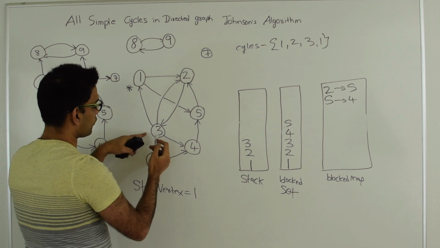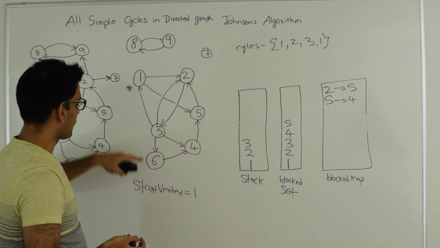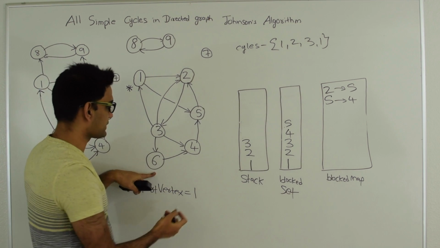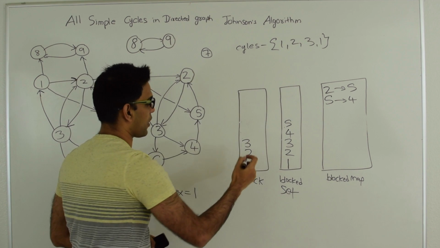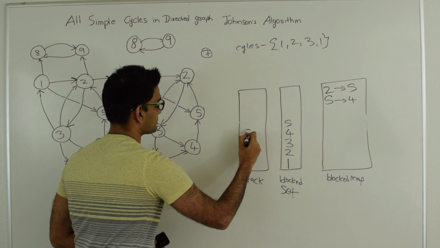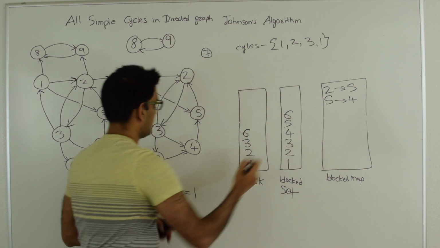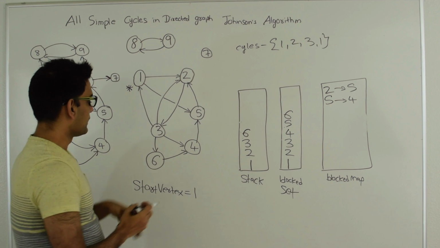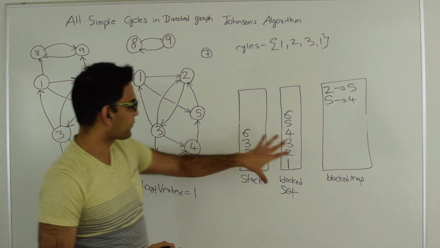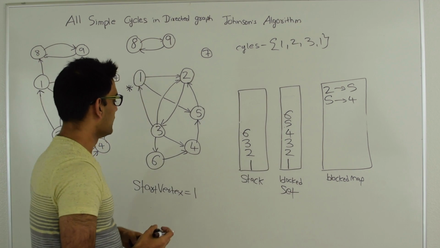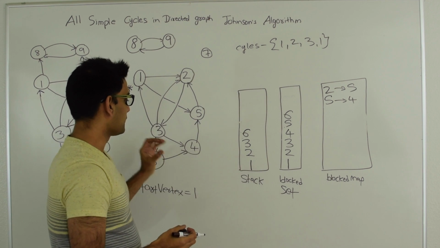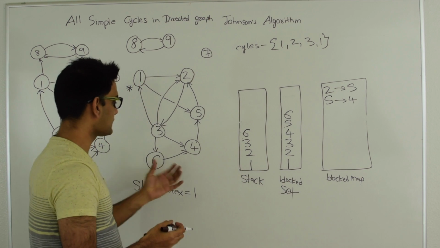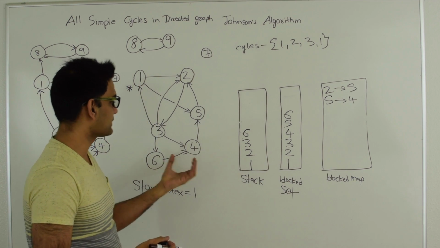Now 3 has one more neighbor, 6. So we are going to traverse there. 6 is not the same as the start vertex and 6 is not in the blocked set. So we add 6 to both of them. Now 6 has one neighbor, 4. Now 4 is not the same as the start vertex, but 4 is part of this blocked set, which means that we should not explore 4. And this is how we do the optimization.